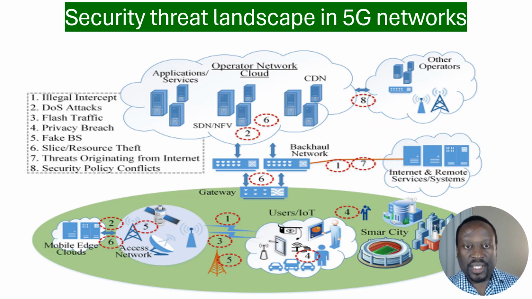This drawing illustrates the security threat landscape in 5G networks, where we have illegal intercepts from fake base stations, we have DOS attacks, we have privacy breach, we have flash traffic, slice and resource theft, threats originating from the internet, and security policy conflicts between operators.